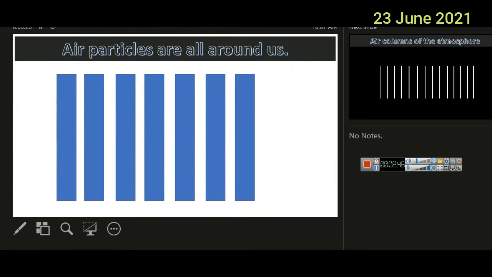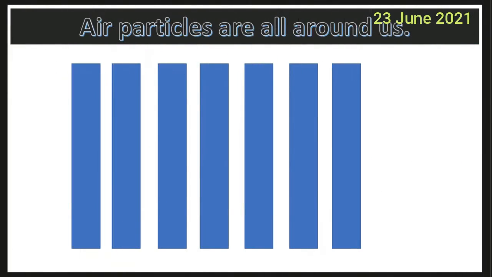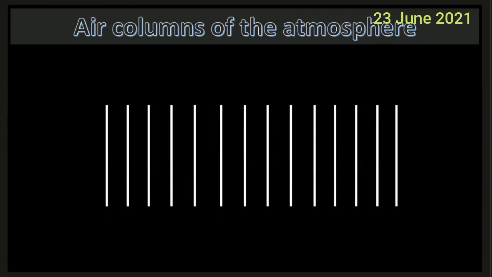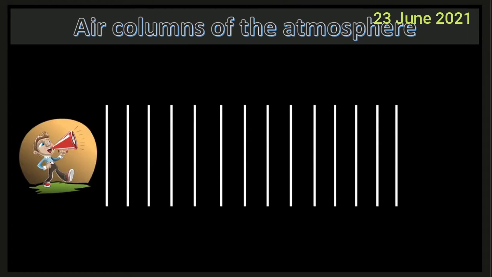Each column represents the columns of air of the atmosphere. We will make these columns still thin and the atmosphere a bit dark, so that we can visualize and try to understand how our sound moves through these air columns. I repeat, air columns.